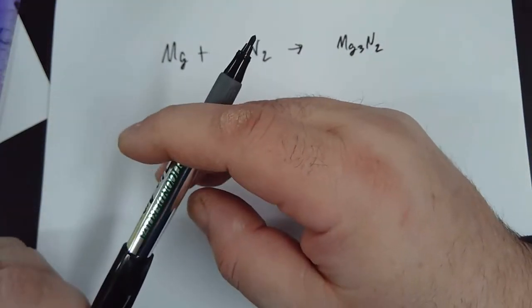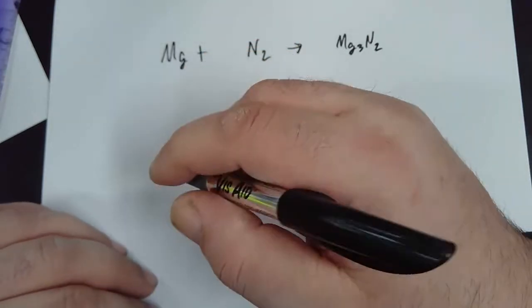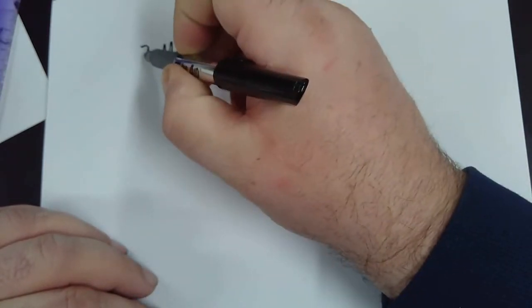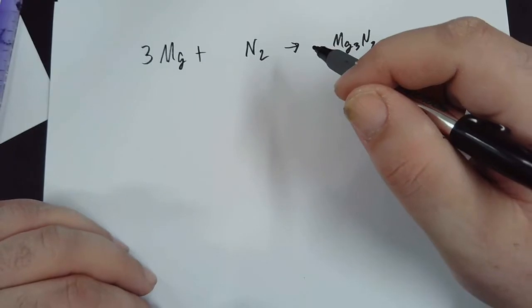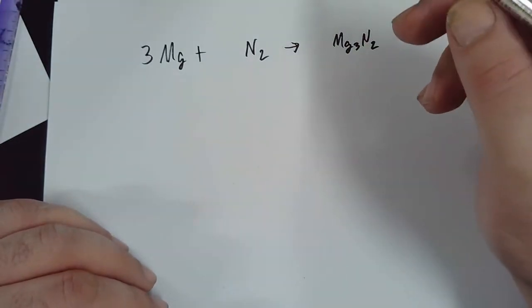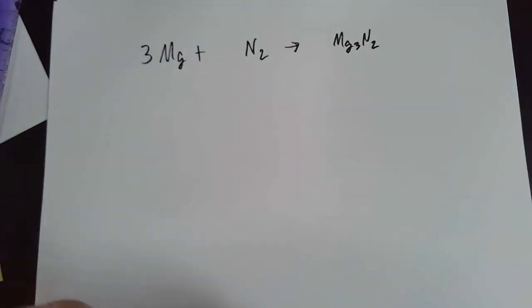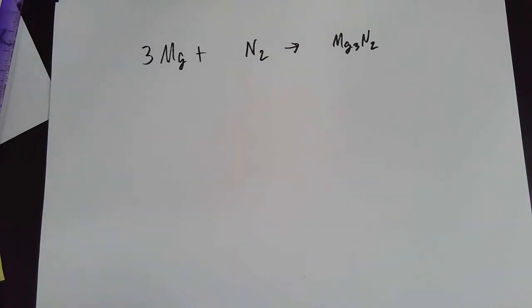Yeah, how do we balance it? What do I have to add to balance it? Lucy? So put a 3 in front of magnesium, and we're balanced now, right? Yay. All right. Once we're balanced, we're going into the BCA chart.